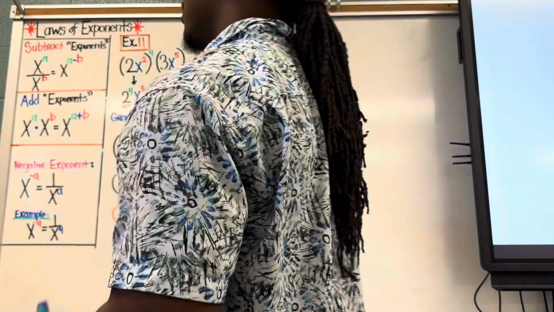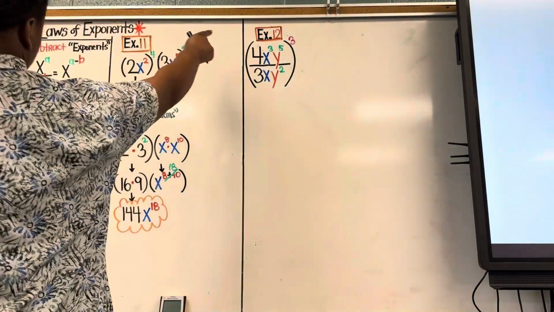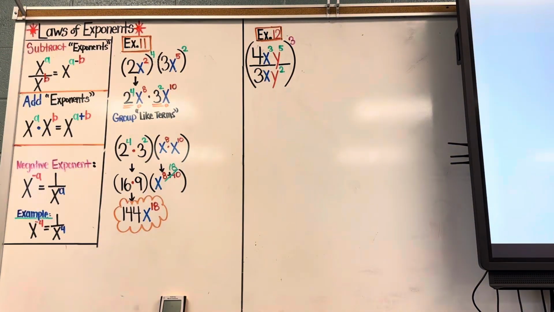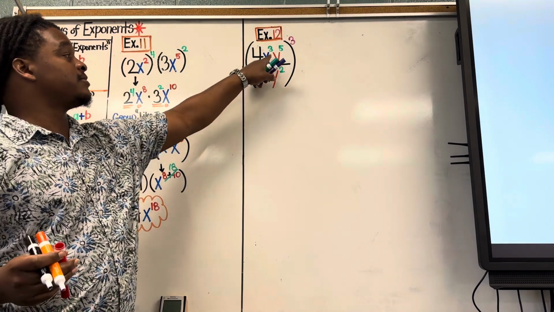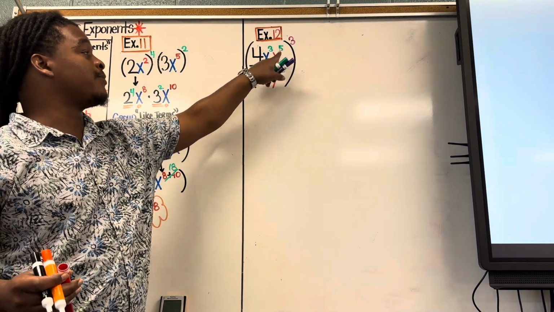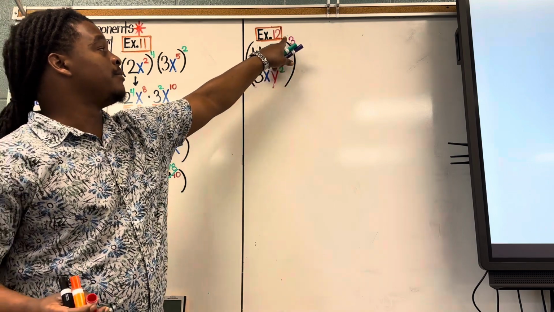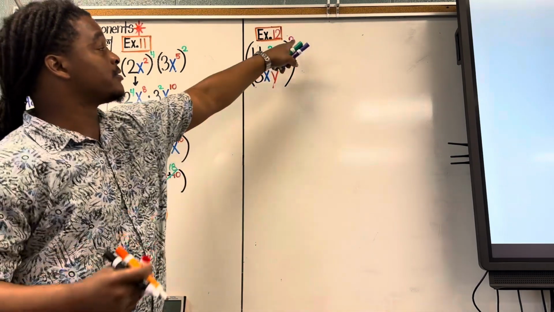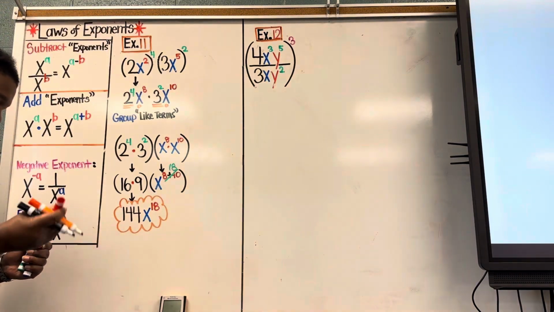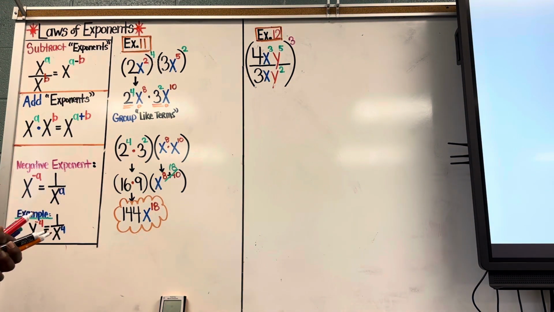Today I want to go over laws of exponents, and we're going to talk about example 12. In example 12, we have parentheses 4x to the third power, y to the fifth power, divided by 3x, y to the second power, parentheses close, all to the third power. That is the expression we're going to try to simplify.